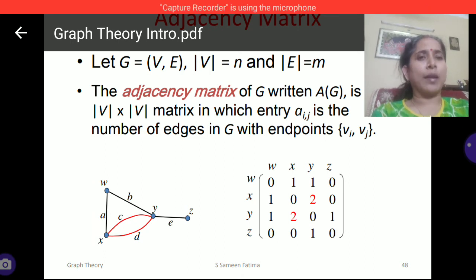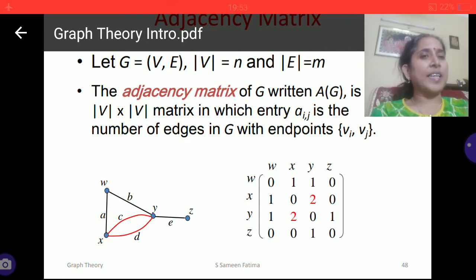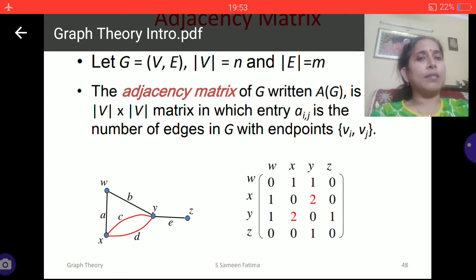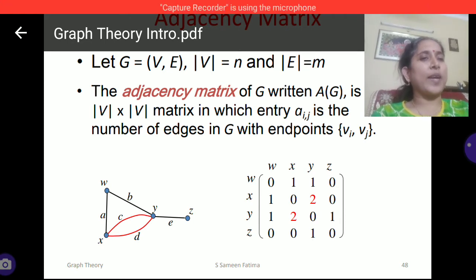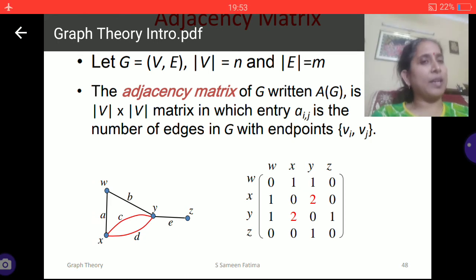X to Y. To go from X to Y, in red color you can see there are two edges, small c and small d. So it is marked with red 2. The number of edges connecting X to Y is 2, and there is no direct connection of X to Z, so hence it is marked as 0. And similarly for Y and Z vertices also you can have the marking done.